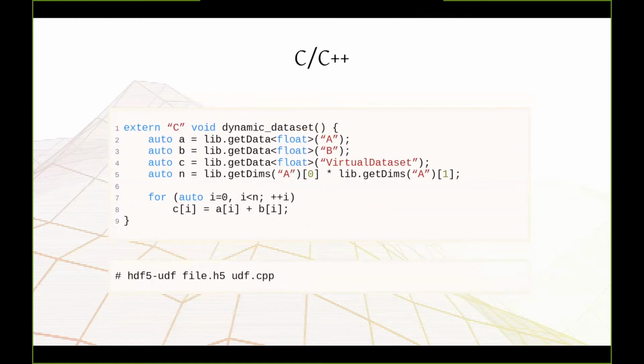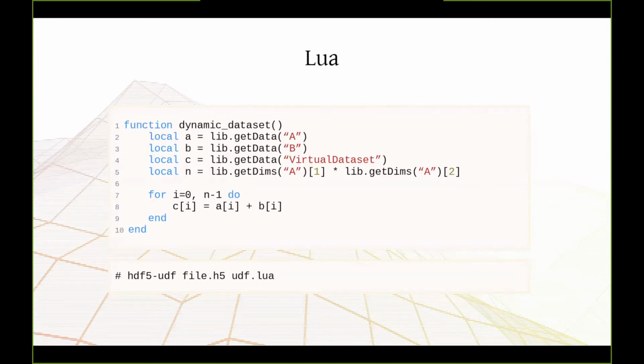The C and C++ API is virtually the same interface. We get the same get data, get dimensions. The only difference here is that you have an extern C attribute to tell the C++ compiler not to mangle this name, so we can load the symbol on the fly. Lua, same thing, same API, works exactly the same.